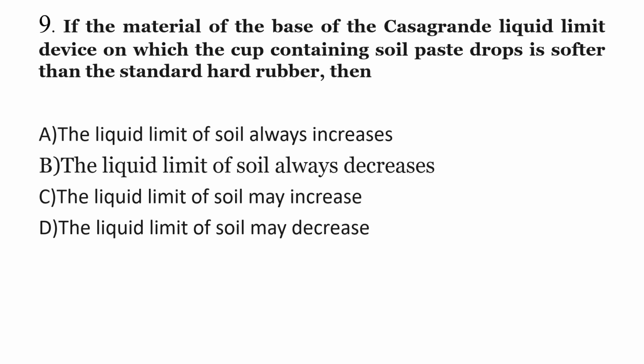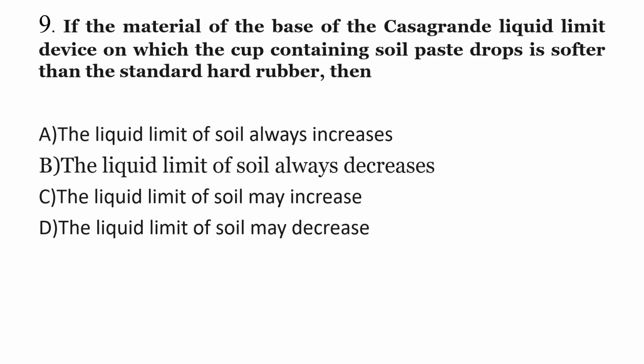Ninth question. If the material of the base of the Casagrande liquid limit device on which the cup containing the soil paste drops is softer than the standard hard rubber, then... So for this we know that to find the liquid limit, you have a Casagrande apparatus. In the Casagrande apparatus, you have a cup. This cup is raised and lowered and drops with force onto a standard hard rubber. Here the question they are asking is that instead of this standard hard rubber, you have a softer rubber. What will happen?